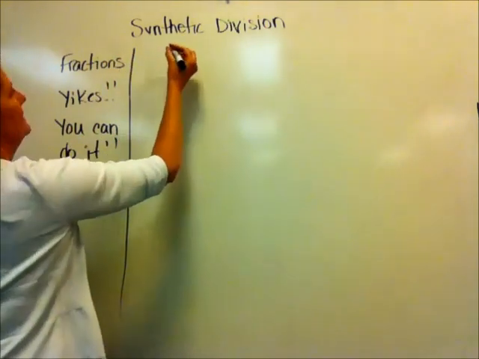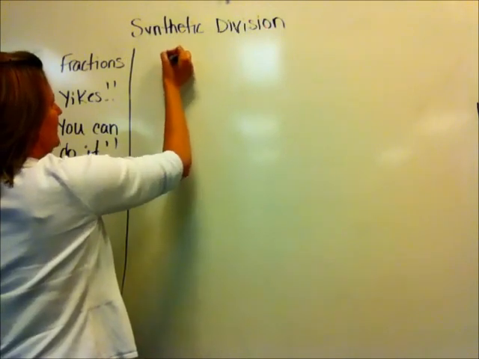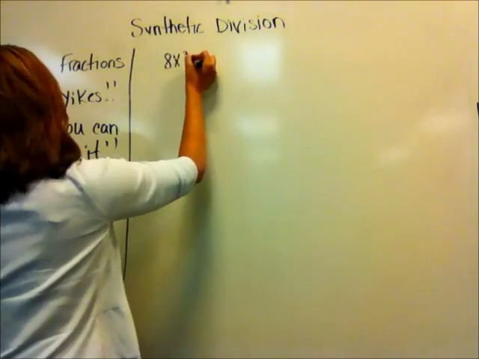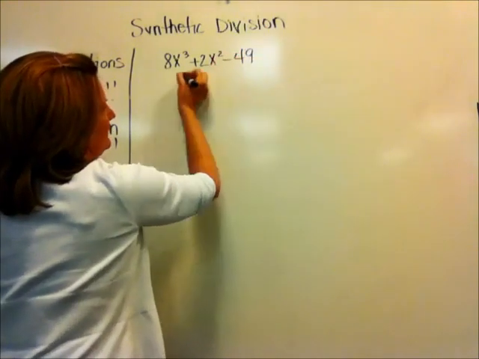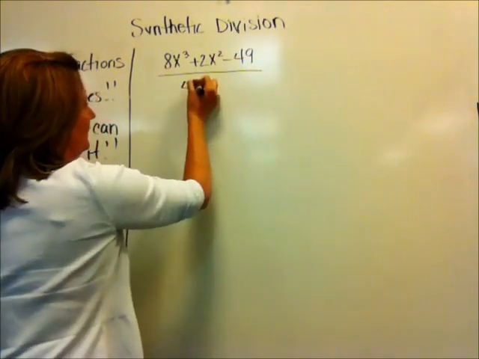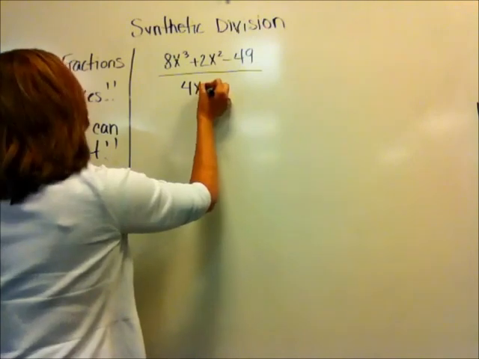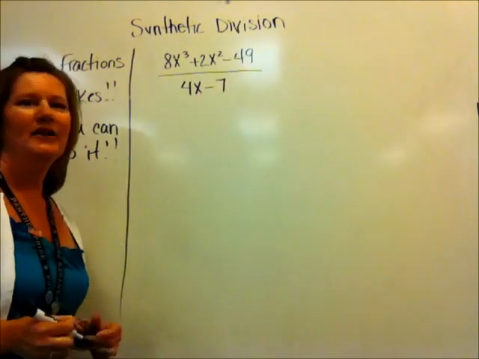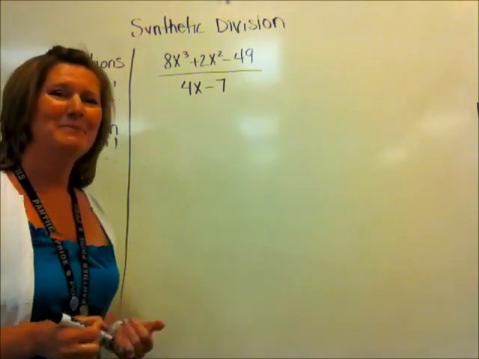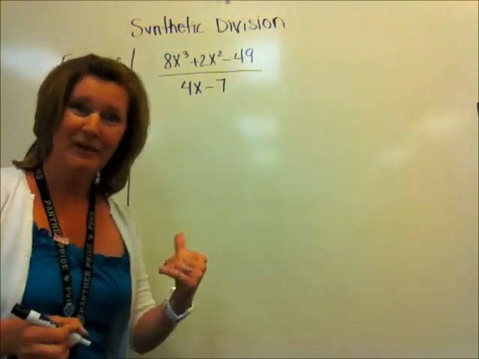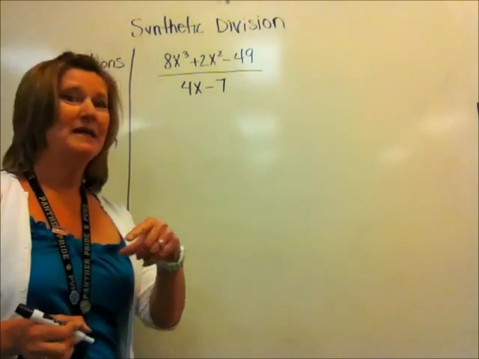Okay, here it is. 8x cubed plus 2x squared minus 49, divided by 4x minus 7. Huh, looks familiar, doesn't it? Okay, now the bottom doesn't look as familiar yet, but I'm going to make it look really familiar to that last problem. In fact, I'm going to turn this problem into that problem.